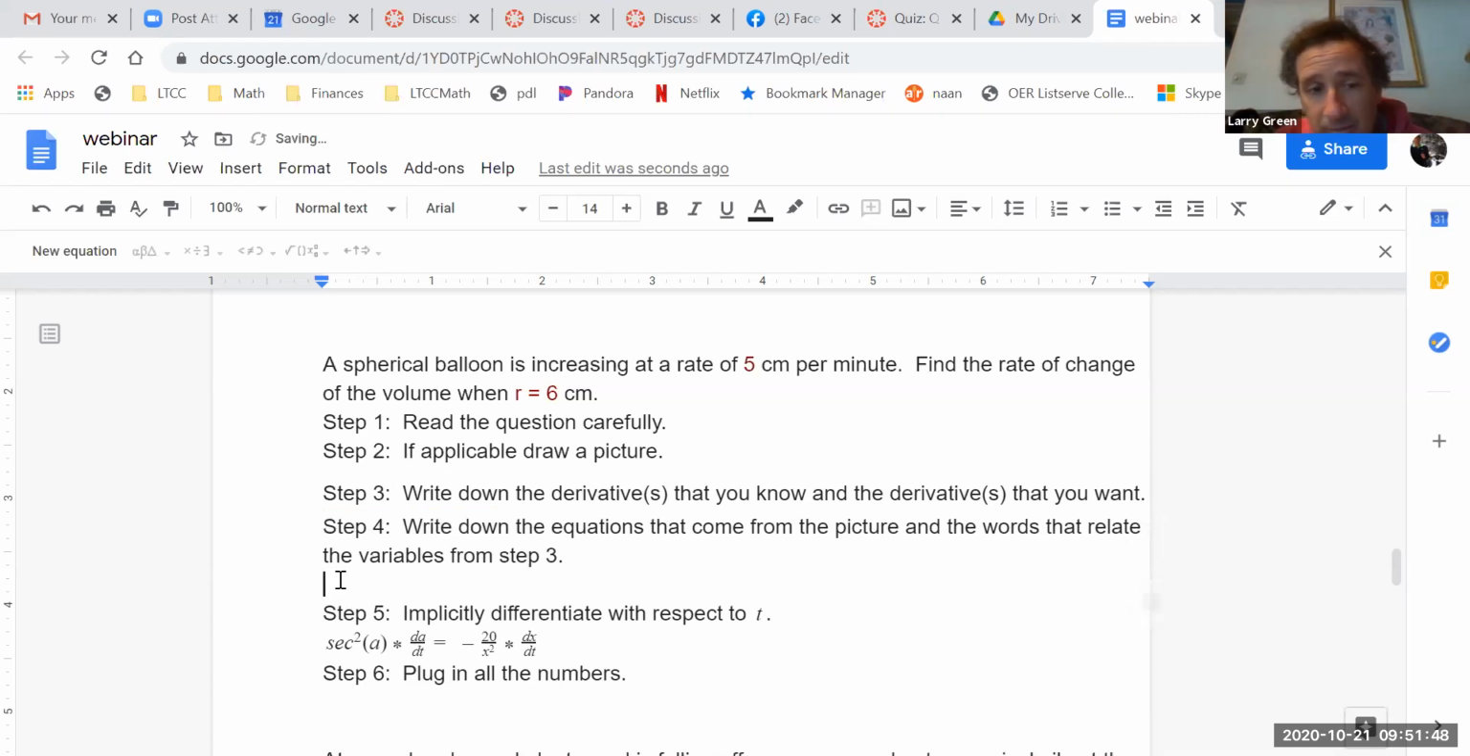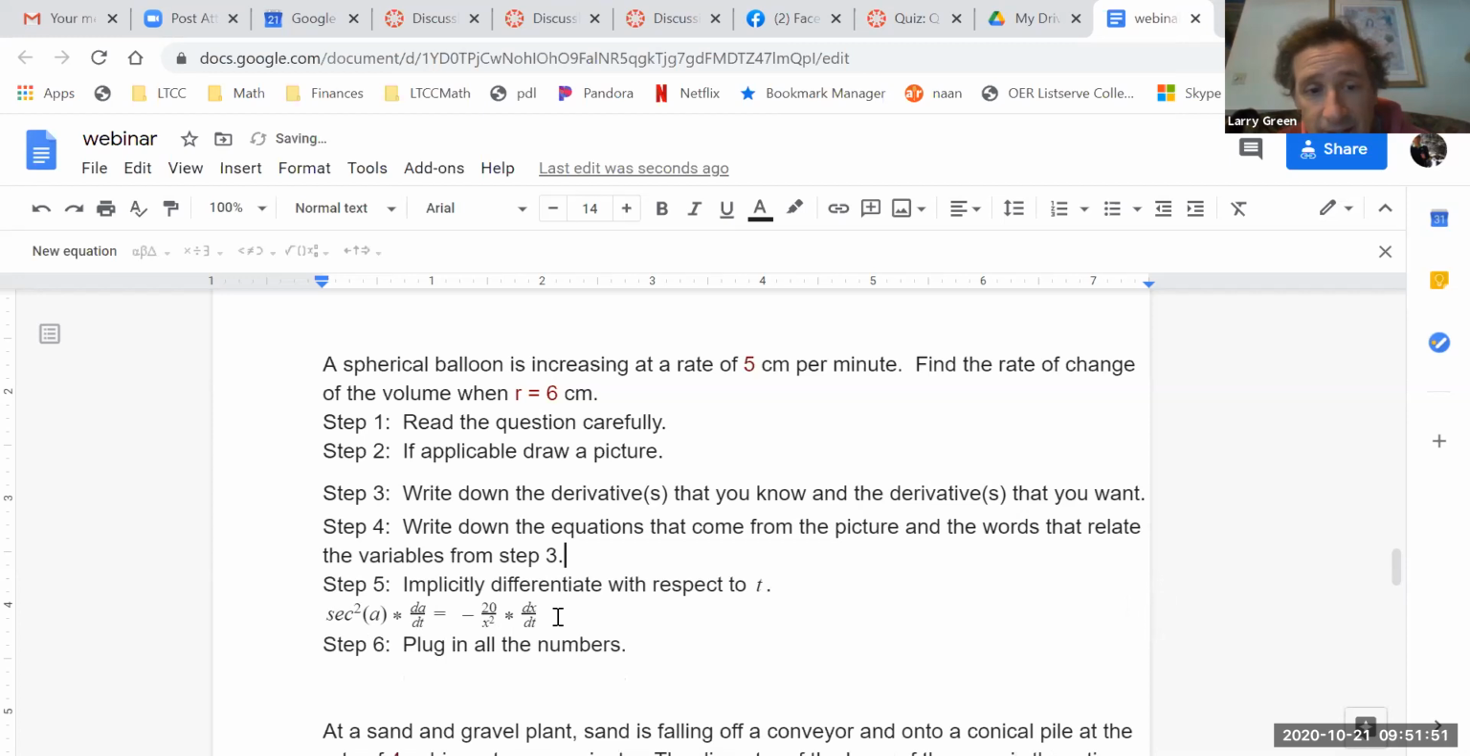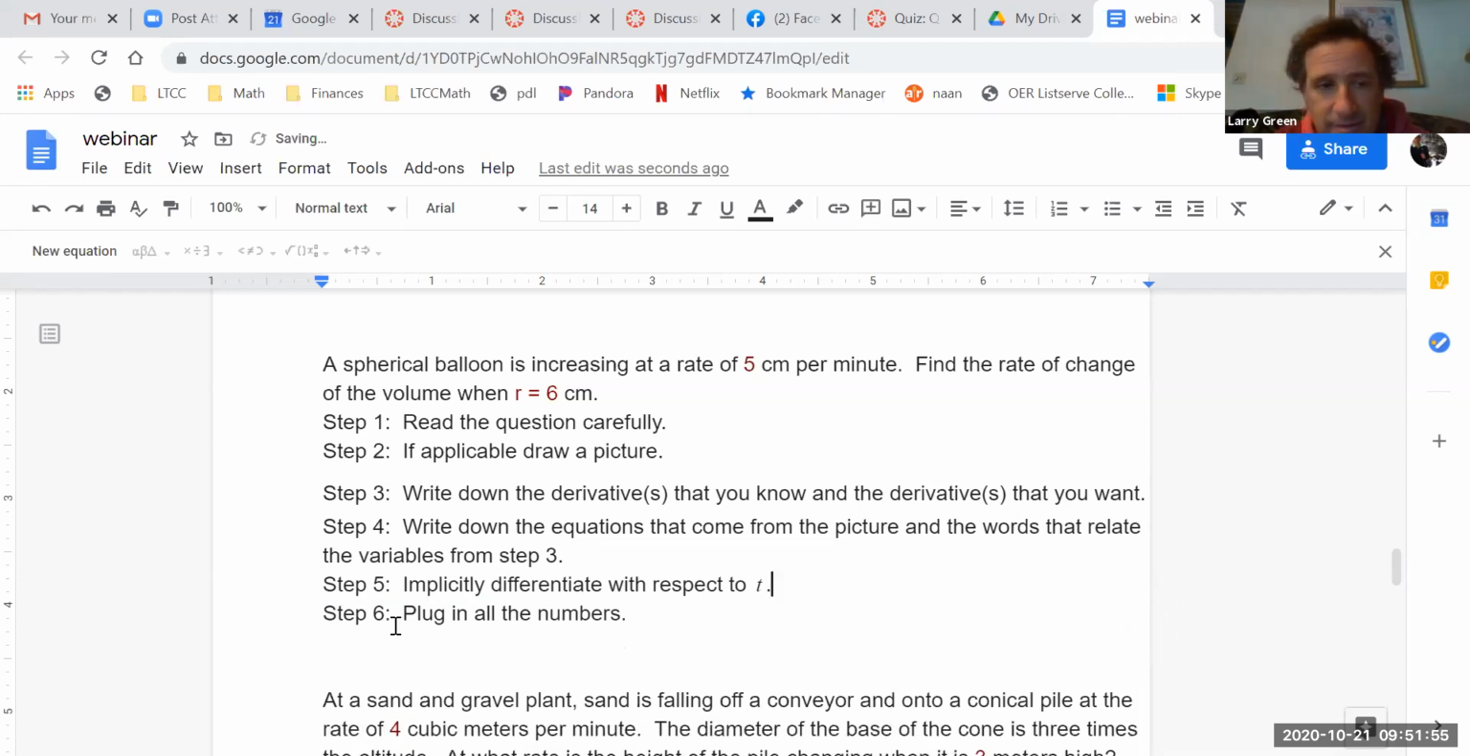But this problem, step by step, isn't going to be any different, as pretty much all of these problems are. Okay, so here's a new problem. A spherical balloon is increasing at the rate of 5 centimeters per minute. Find the rate of change of the volume when R equals 6 centimeters. Any questions on that?